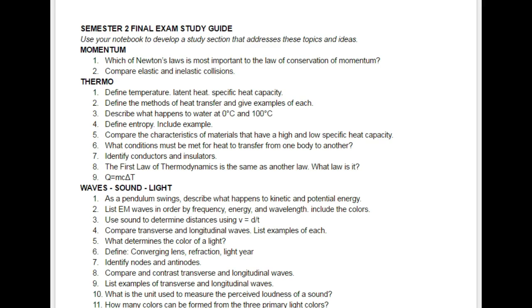Define the methods of heat transfer and give examples of each. You should be thinking about conduction, convection, radiation, and contact, that sort of thing.